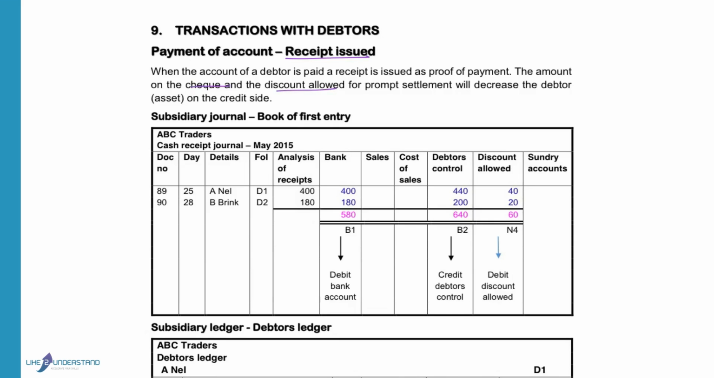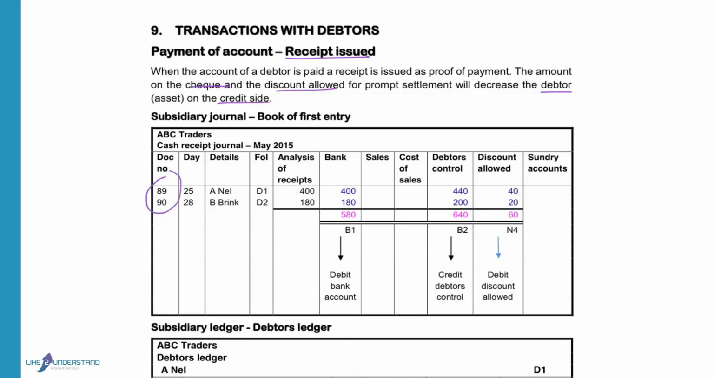that will decrease the debtor because they will owe less money, and the debtor is an asset, so it means it decreases on the credit side. In the subsidiary journal, we will show the document number, which is the number that appears on the receipt.